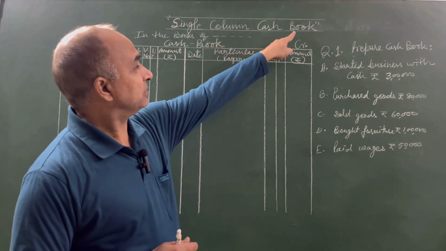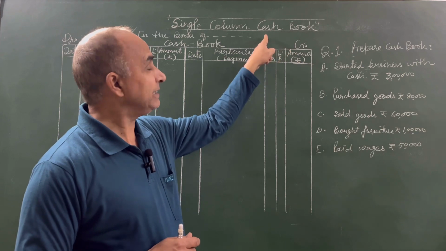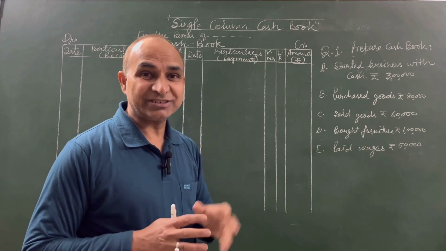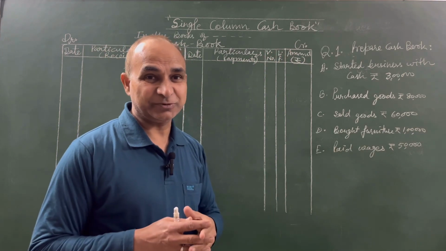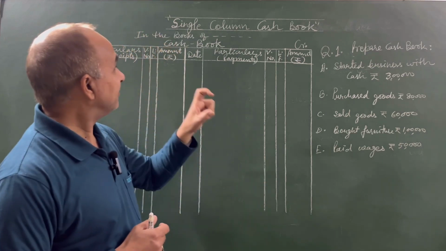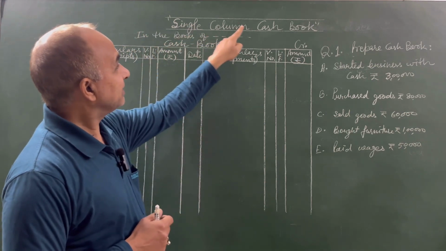So, cash book means the book which maintains the cash transactions is termed as the cash book. And in this lecture, our focus is on single column cash book.